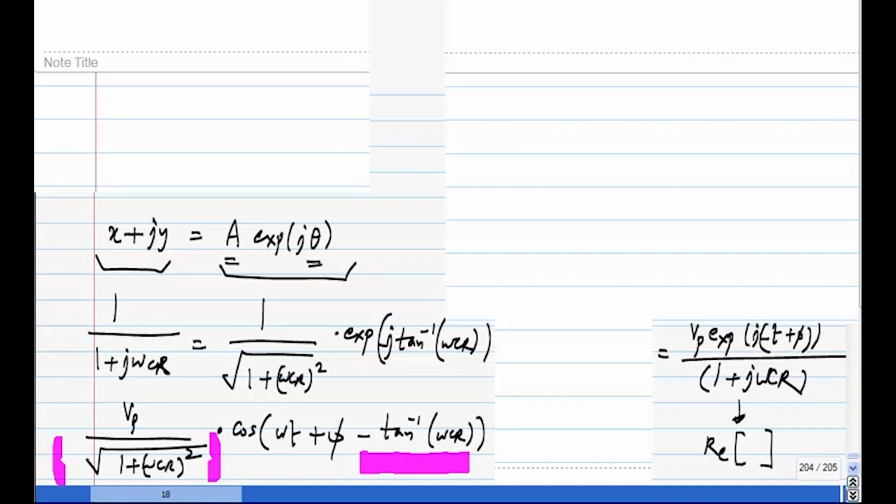Once you have capacitors in the picture or inductors, you can have frequency selective circuits, that is, circuits which behave differently at different frequencies. Clearly, you can see from this expression itself that if omega is very large, the amplitude of the output will be very small, and if omega is very small, the amplitude is the same as the input. Very small is compared to 1 by RC. So if omega CR is much smaller than 1, the output amplitude is Vp. If it's much more than 1, it's inversely proportional to omega.